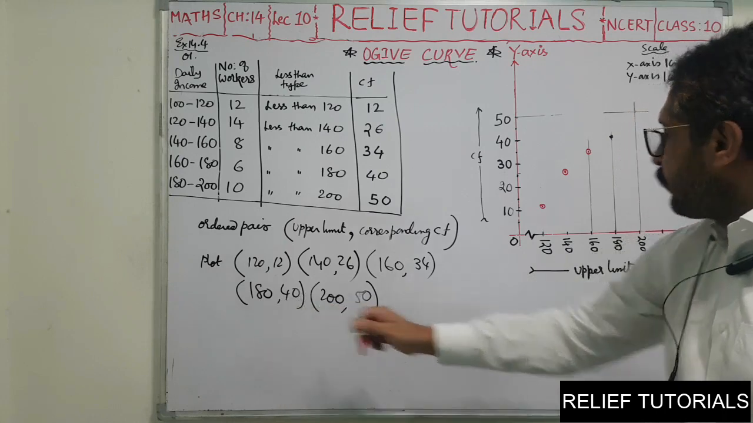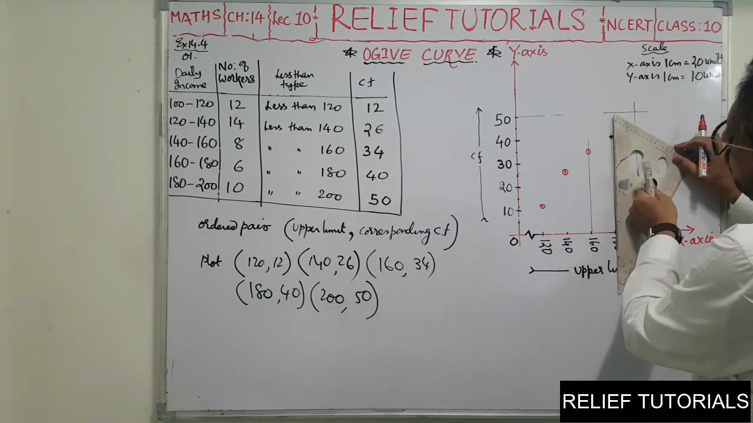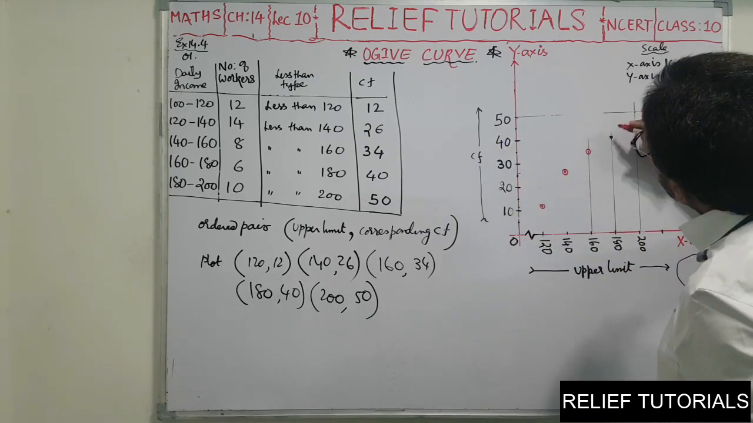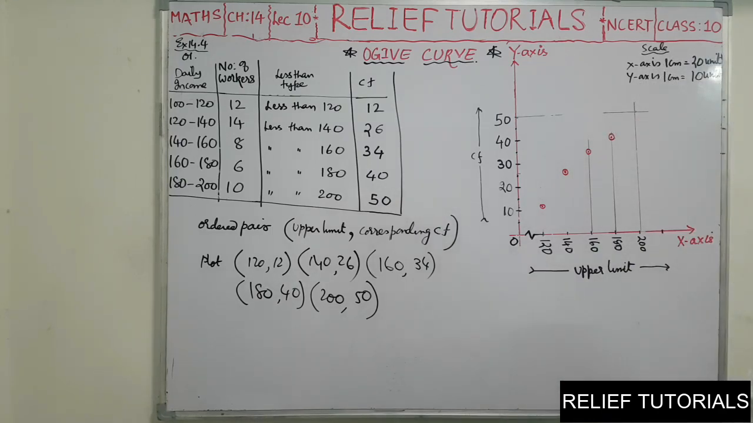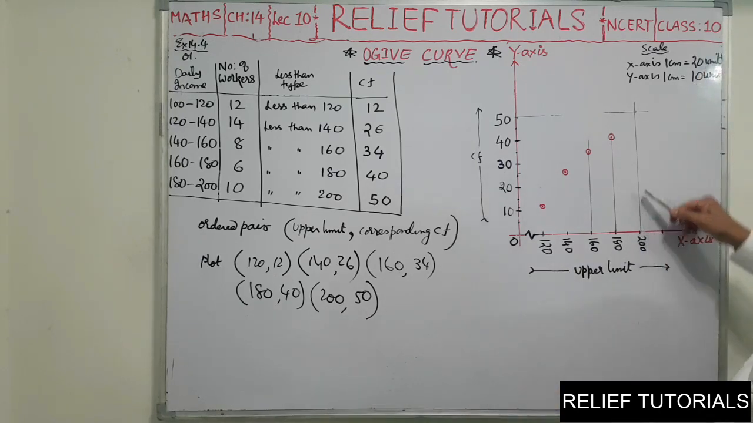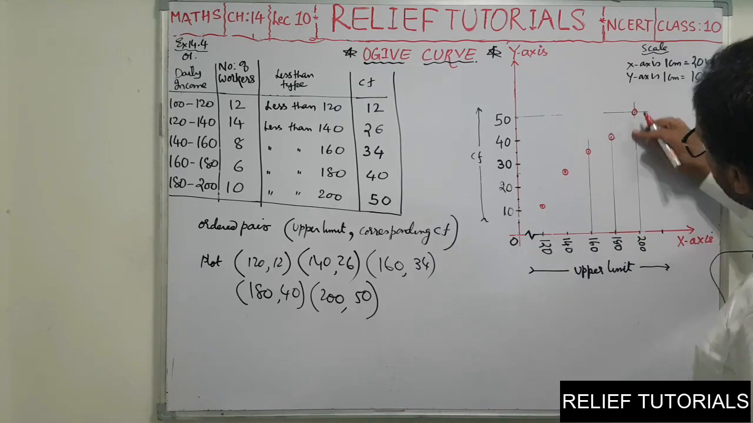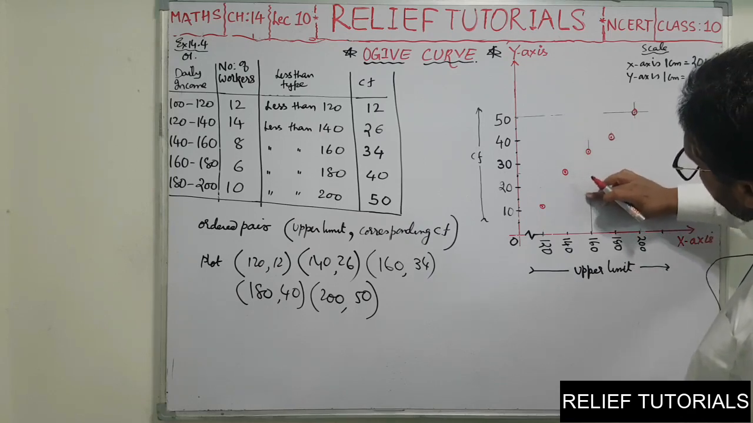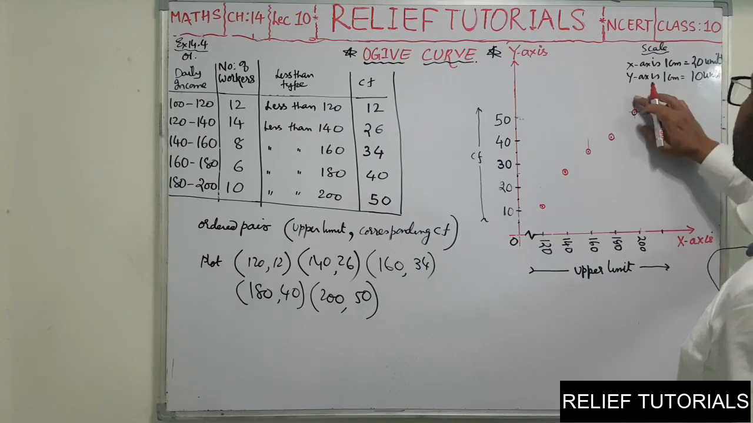Now 180, 40. So this is 180 and 40. So here 40, see. Both intersect here at this point. So this is 180, 40. Last point, 200 on x-axis and 50 on y-axis. So 200 on x-axis directly and 50 on y-axis, they meet here. So this is our point. So I will rub this. In this way, you know how to plot a point on a graph. So these all are points on a graph.